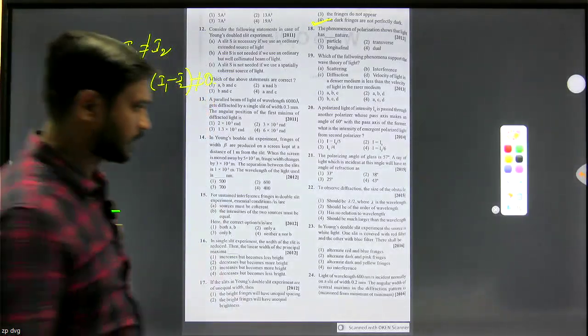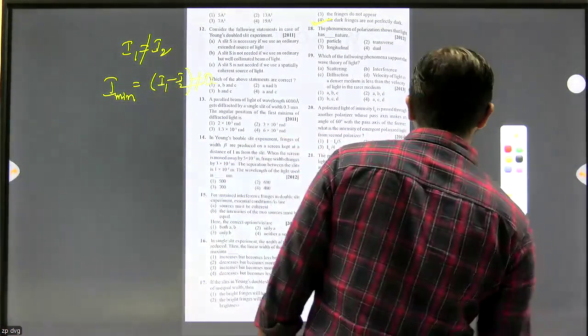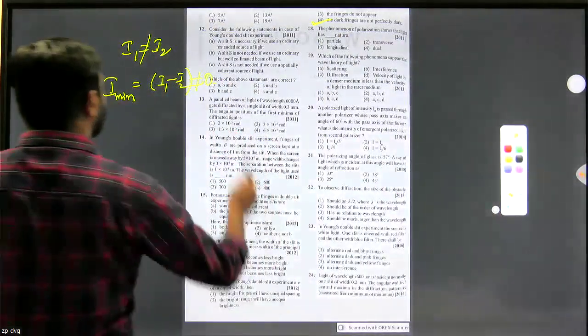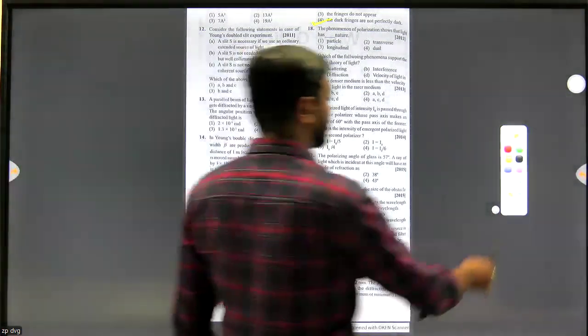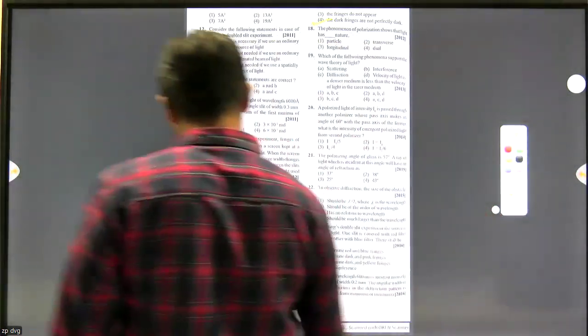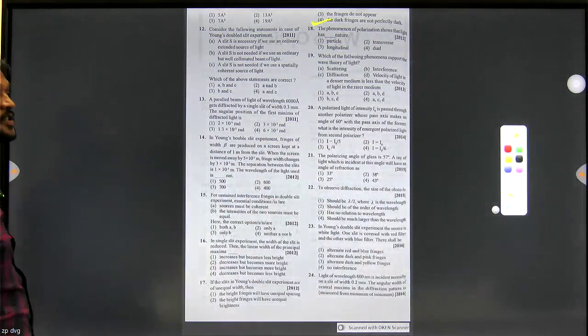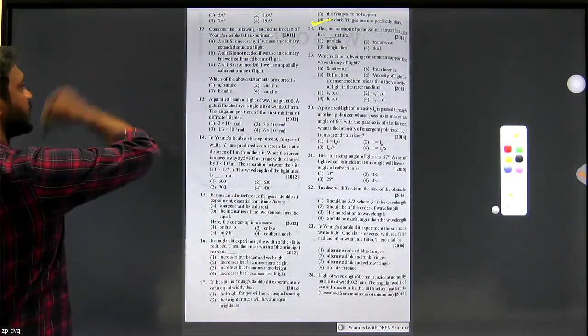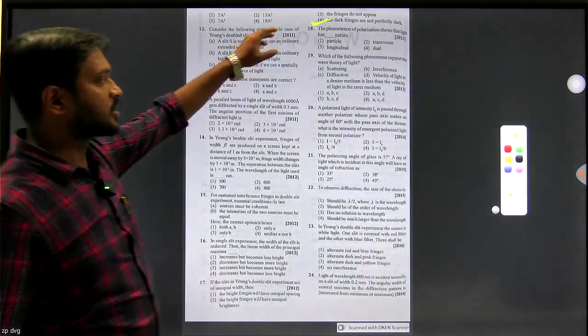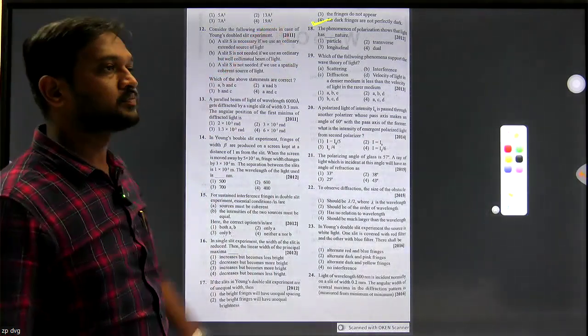Clear? Okay. I think all of you understood. I hope all of you understood the questions from the previous year. The chapter name is wave optics. So the next question is question number 19.